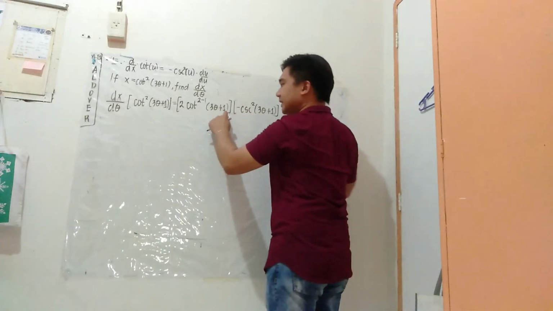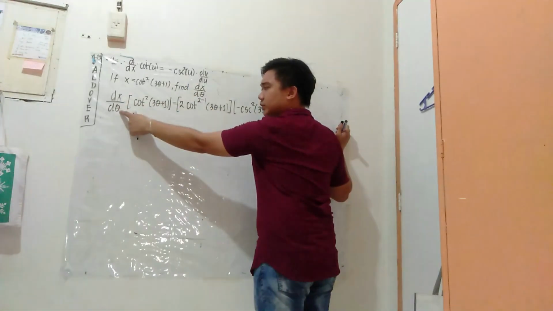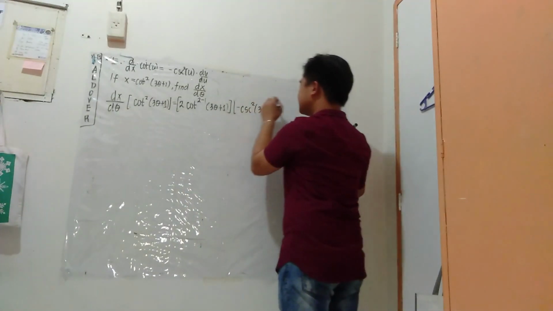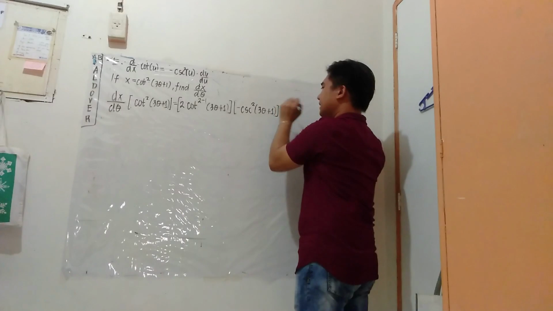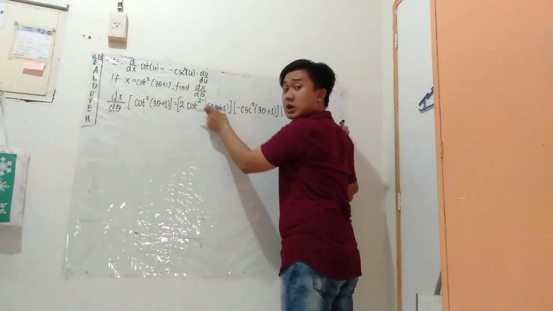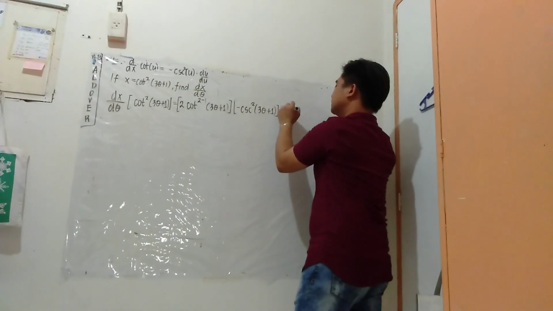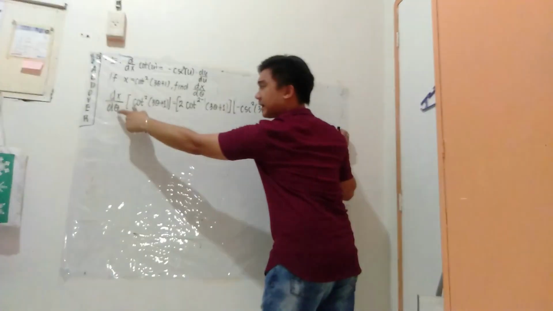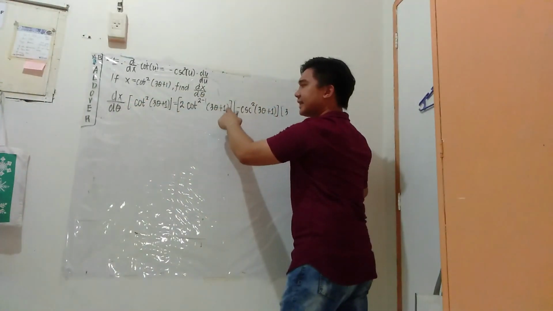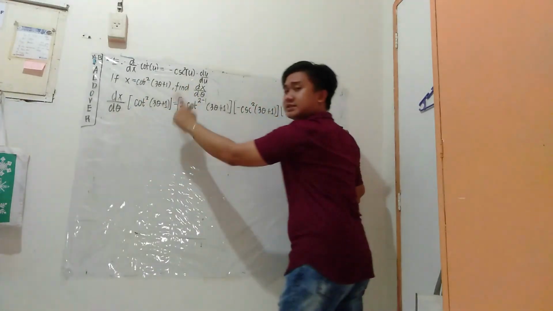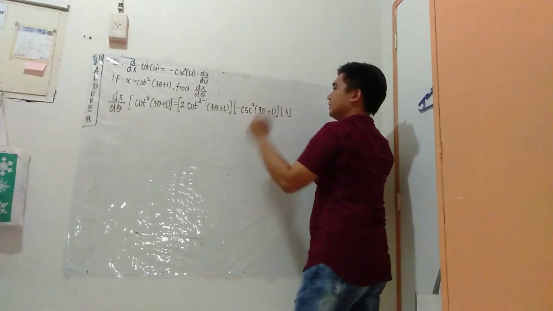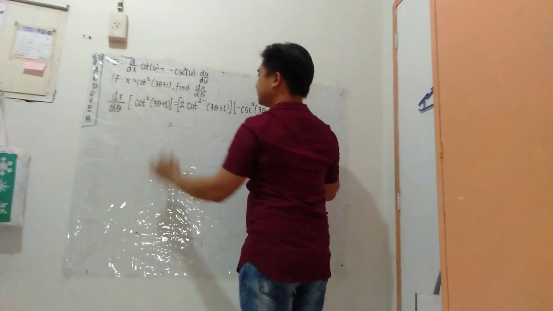Anong derivative ng 3 theta with respect to theta? That is just simply 3. Parang derivative of 3x with respect to x lang po. So, 3, derivative of 1 with respect to theta, wala yung theta, wala yung nire-respeto mo, isi-zero mo lang po yun. So, isi-simplify ko lang.